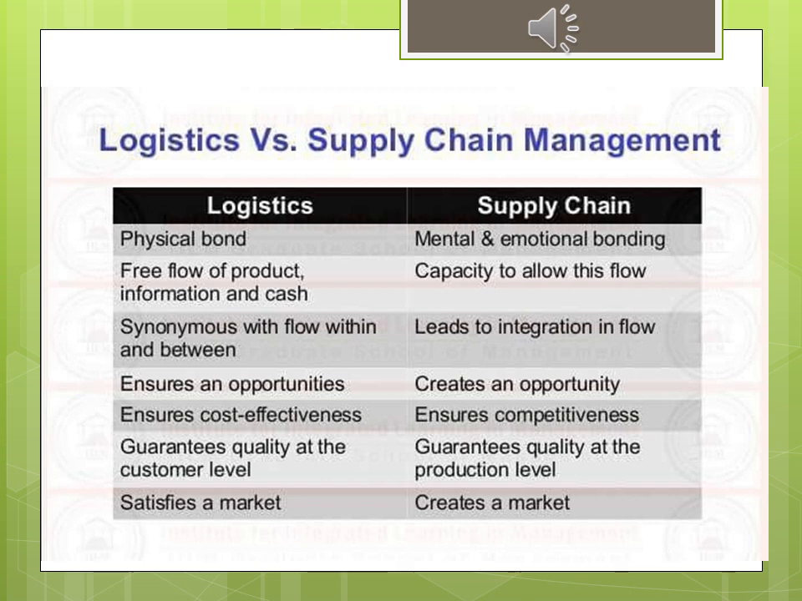Then, satisfy a market and create a market. So this is another differentiation: through supply chain management we create a market, and then through logistics we satisfy that market.